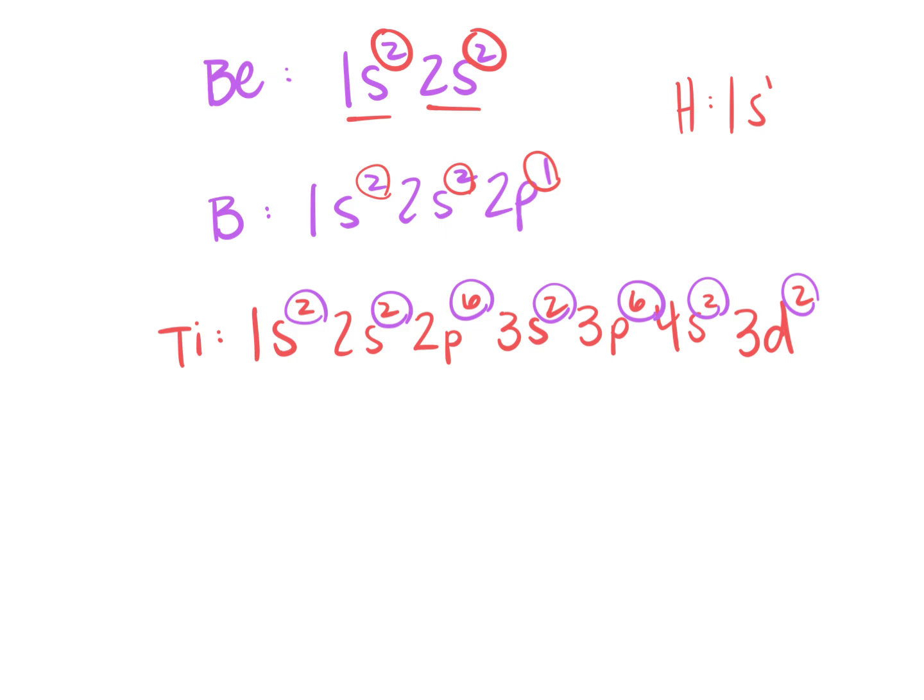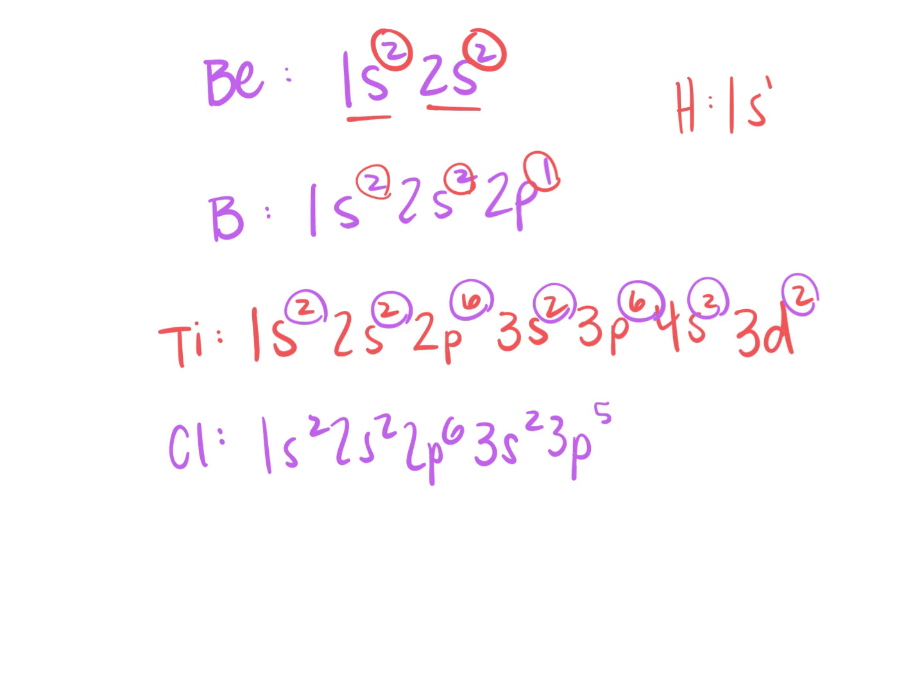What if I was going to do chlorine? Okay, let's try chlorine. What does chlorine end with? Sometimes that's even an easier way to get started. 3P, right? I know this is P block. That's automatic P block. 1, 2, 3P. 3P5, right? 1, 2, 3, 4, 5. So 3P5 will be what we end with. We have to fill everything up to that point. So 1s2, 2s2, 2p6, 3s2, 3p5.